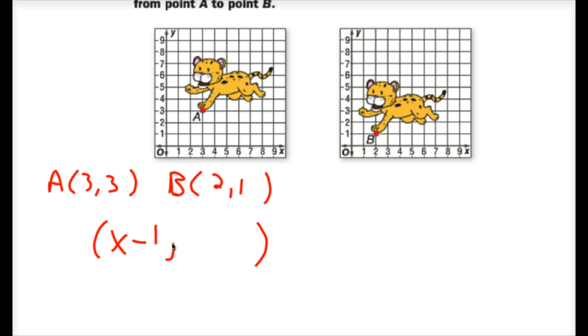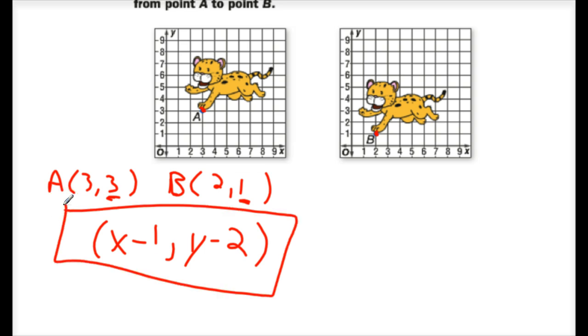Who can write the y part? Go ahead, Teddy. Y minus 2. How'd you get that? Because 3 minus 2 is 1. Exactly. Because that's how you get from the 3 to the 1. Very good. Guys, box that. And what'd you guys just write? The rule. The rule of how that cheetah moves.